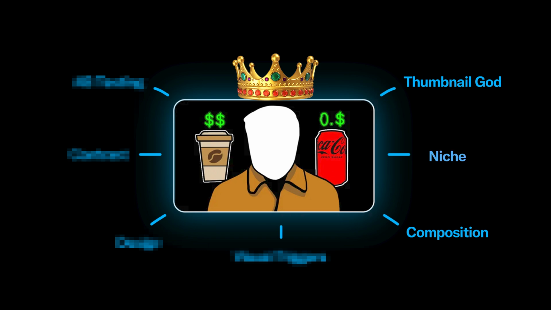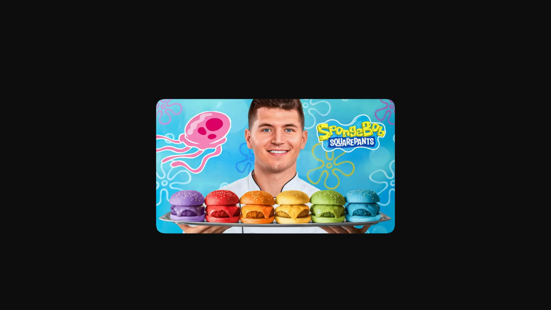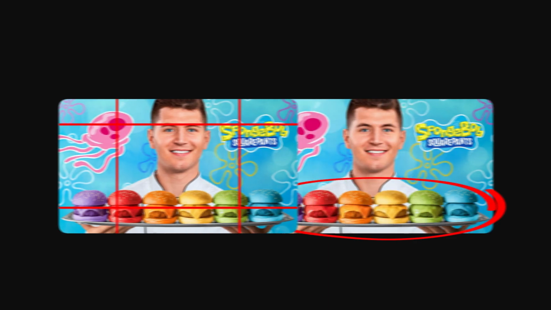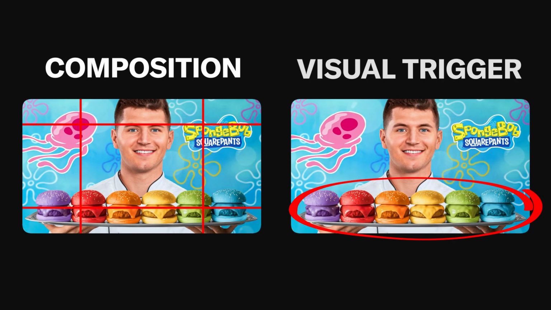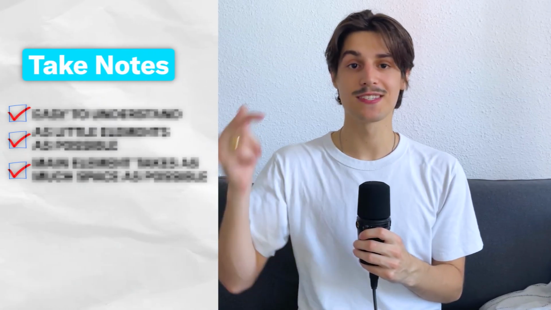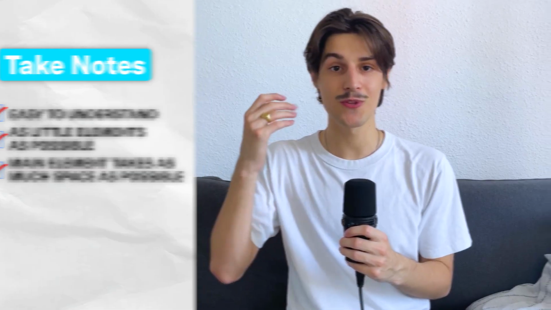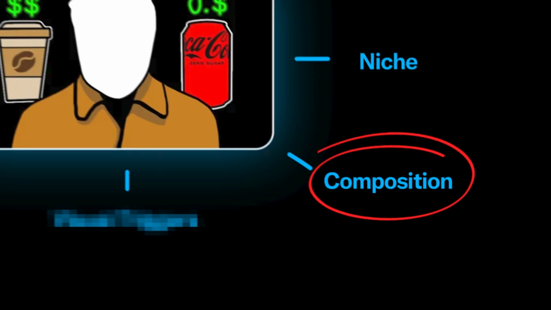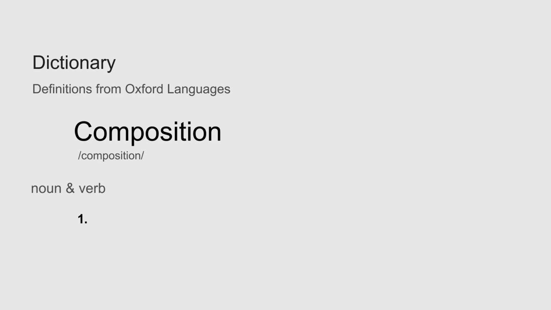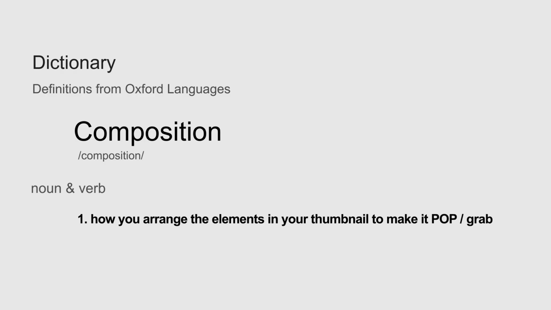Okay, so we've covered finding your audience, but how do you actually use that to make a banger thumbnail? Well, the answer is to separate thumbnails into two different things: the composition and the visual trigger. If you were to take notes, now would be the time, because I've worked with dozens of creators, and this is the biggest mental unlock for them. Starting with el composition. Fancy for thumbnail composition. It's basically how you arrange the elements in your thumbnail to make it pop and grab people's attention.